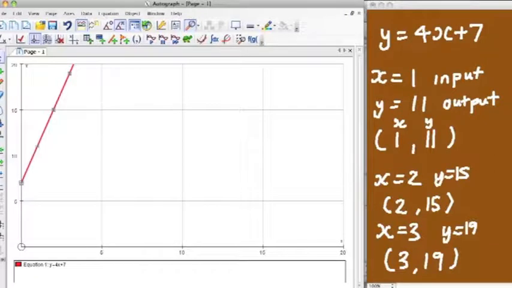There we go, a straight line through my points. And that's my first line that I've drawn today. That's the line y equals 4x plus 7.